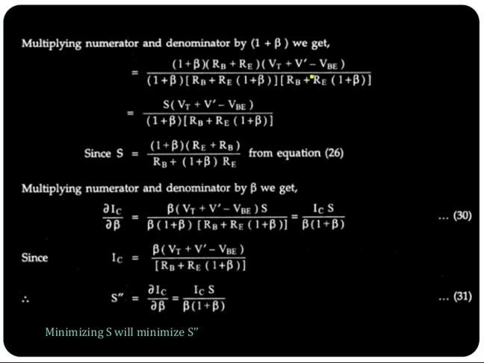So multiplying the numerator and denominator again by 1 plus beta, we can write this expression in terms of S. What is S? S is equal to 1 plus beta RE plus RB by RB plus 1 plus beta times RE, which you got from equation number 26. So multiplying the numerator and denominator again by beta, we get dou IC by dou beta like this. So again this S double dash depends on IC, S by beta into 1 plus beta. So as S is minimized, S double dash is also minimized.